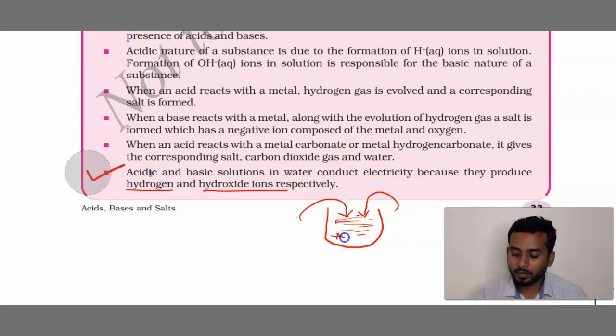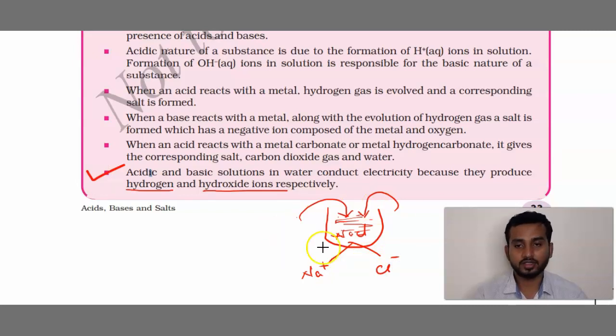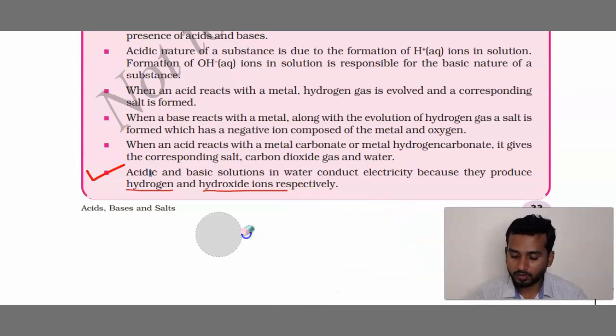Example, NaCl. Due to dissociation, what happens? It forms Na plus ions and Cl minus ions. Is this clear? Did you understand this? Very good. I hope you have understood this point. Yes, when acidic and basic solutions are in water, they conduct electricity.